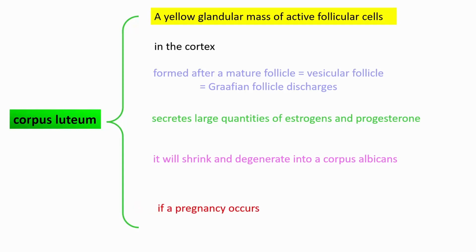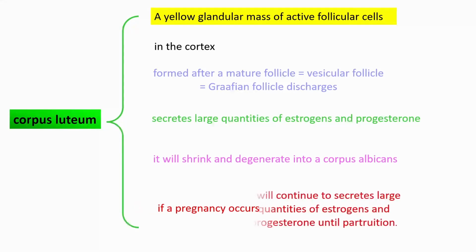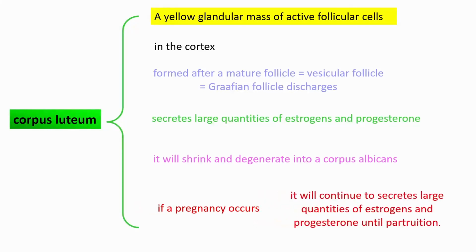If pregnancy occurs, what is the situation? The corpus luteum, in case of positive pregnancy, will continue secreting the pregnancy promoting hormones until parturition. What is parturition? Parturition is the process of giving birth to a baby.